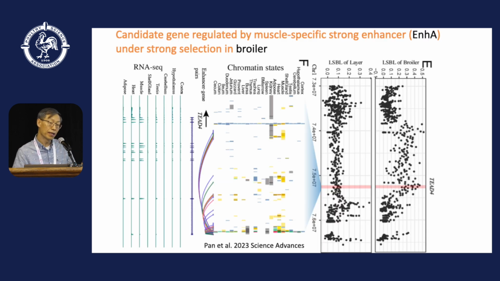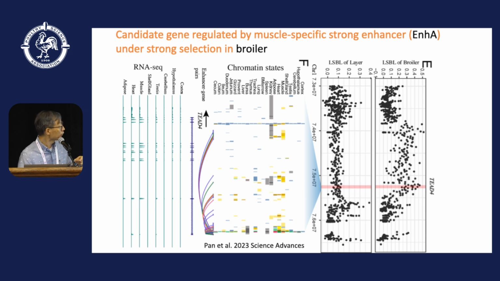Here, just to give an example, this is a selection signature analysis from broilers and layers. From here, you will see the significant peaks here, not in the layer, right? And then we can zoom in to these regions, and this is our functional annotation, where different colors indicate different chromatin states. The yellow color is a strong enhancer, so you can see that in these muscle tissues, there are many strong enhancers. And then based on the enhancer-gene pairs, we can look at all of those enhancers paired with the genes, here called TAD4.